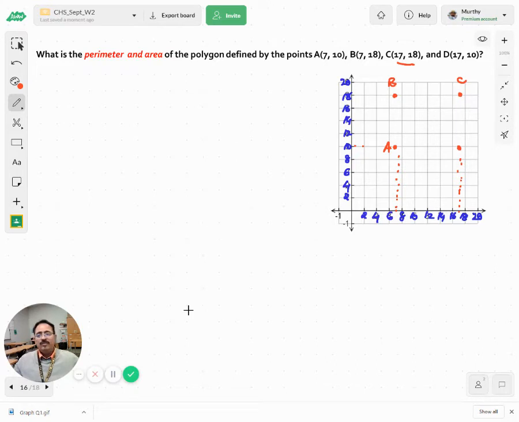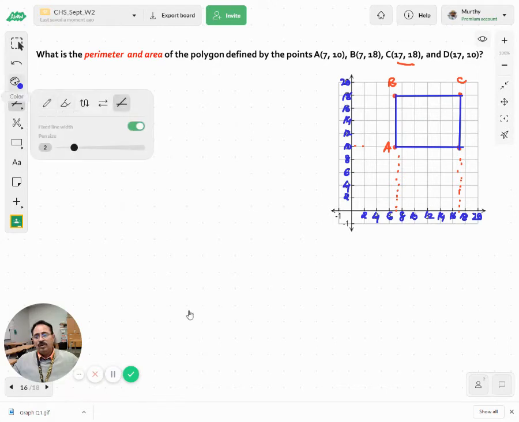If you have any issues or difficulties, I strongly suggest using graph sheet. So let me join AB, next BC, next CD, and AD. The easiest way is, if the diagram is drawn on a graph sheet and it is on the vertical and horizontal lines, I know that it is 10 here, and here it is 18. Therefore, I can count the number of units, and I can say that it is 8 units. And I know that here it is 7, and this one is 17.